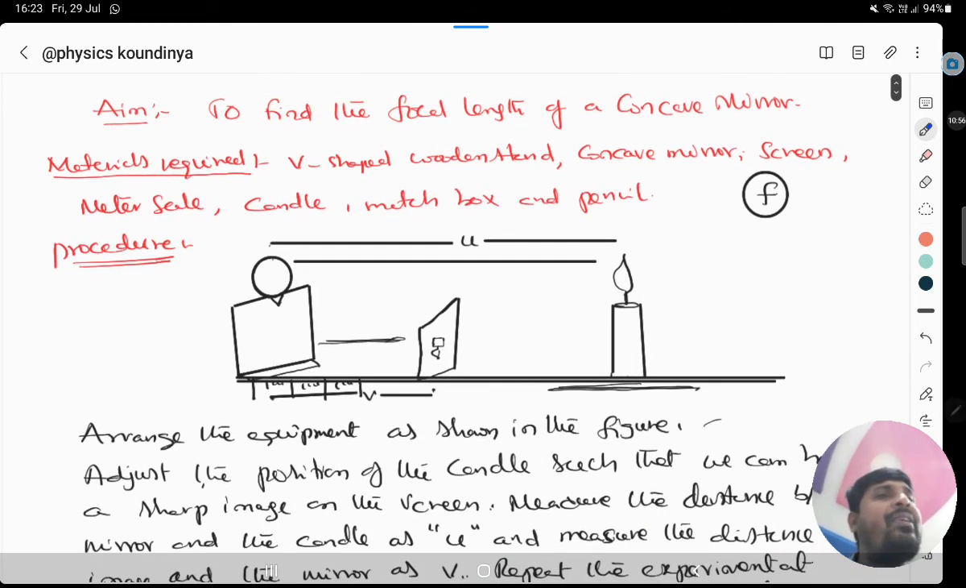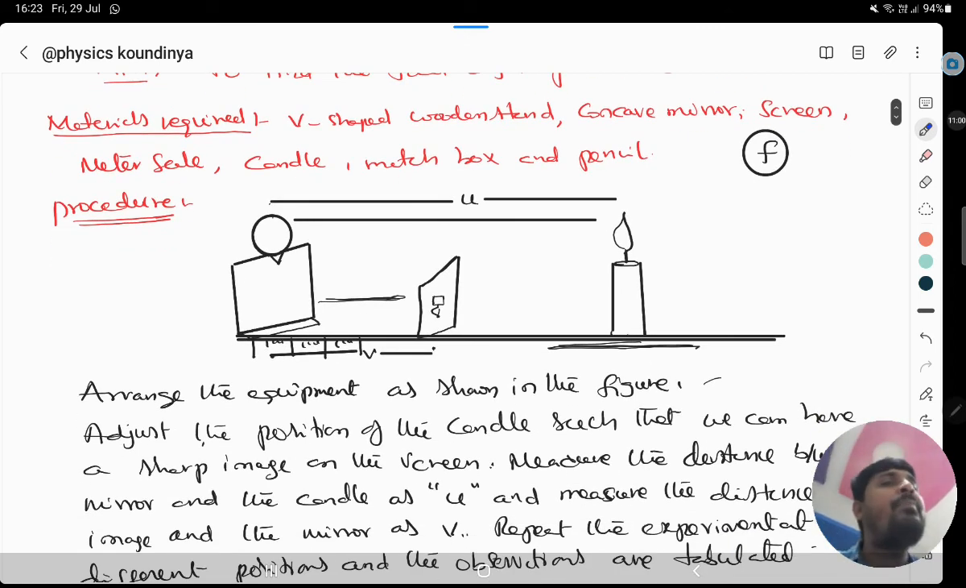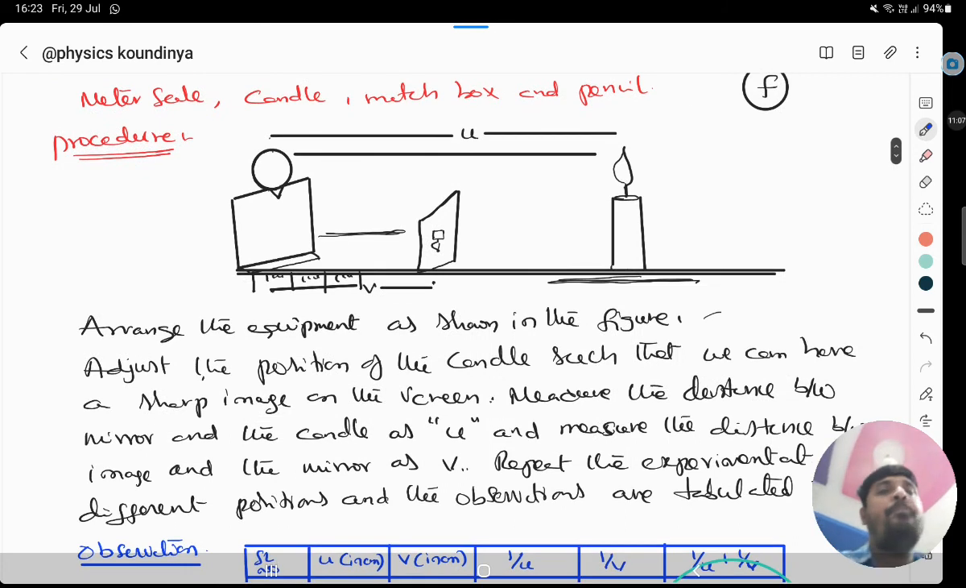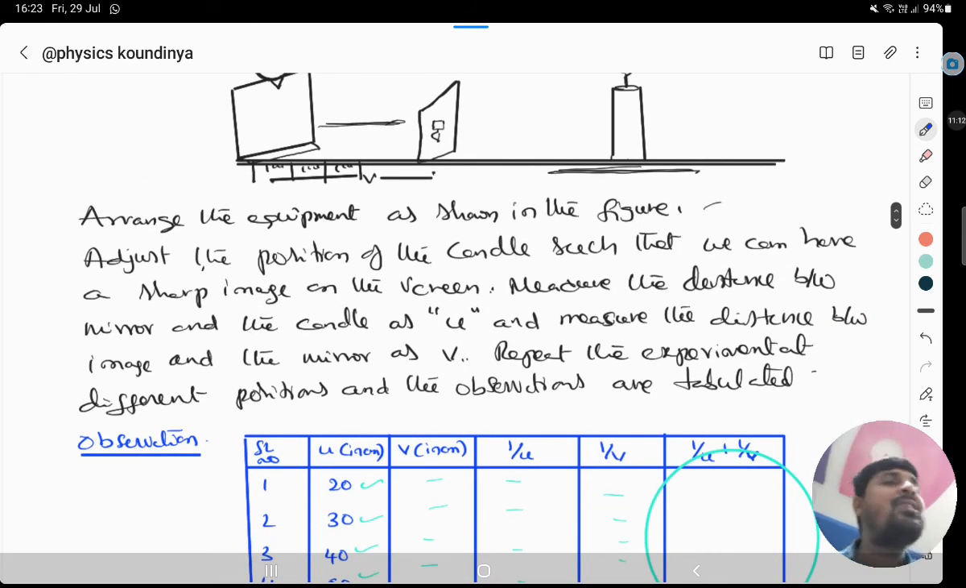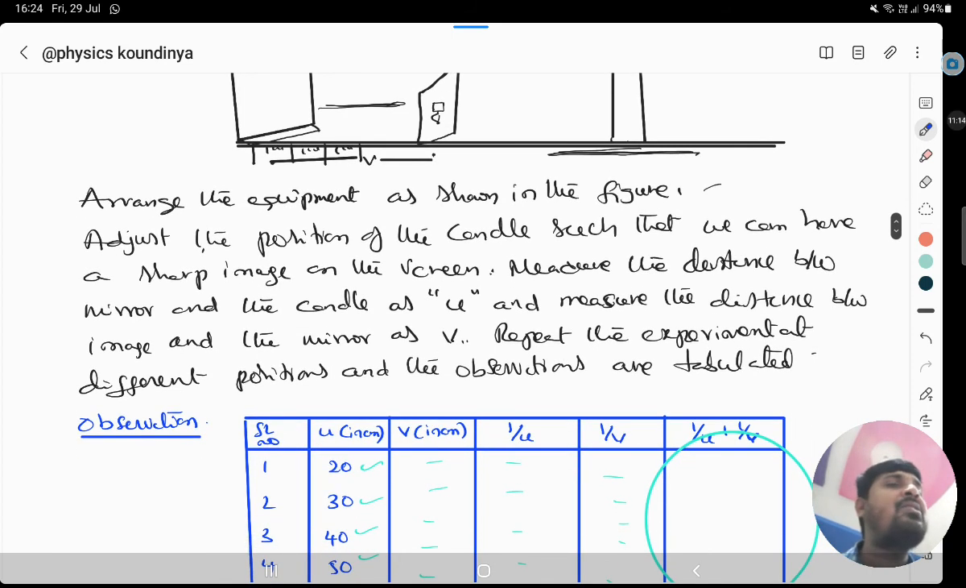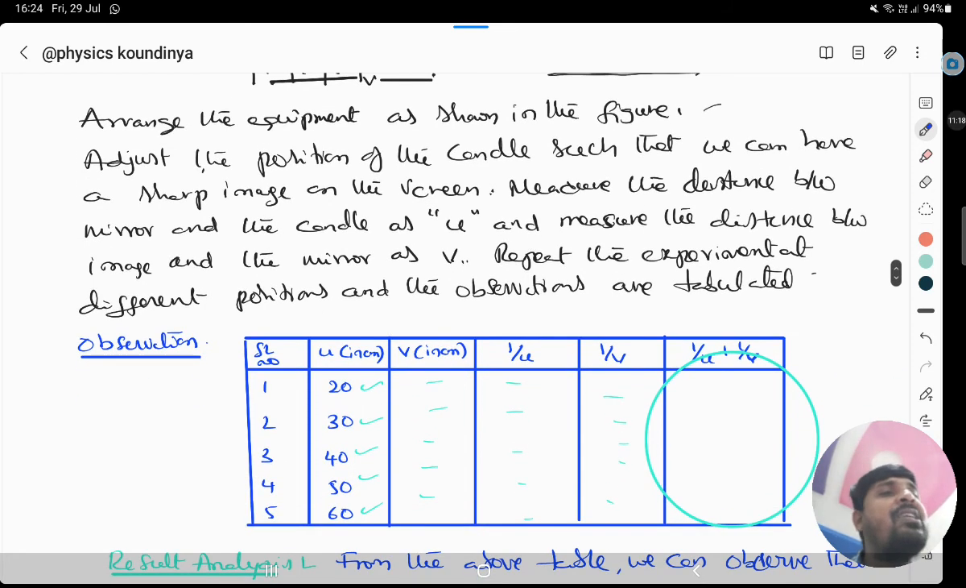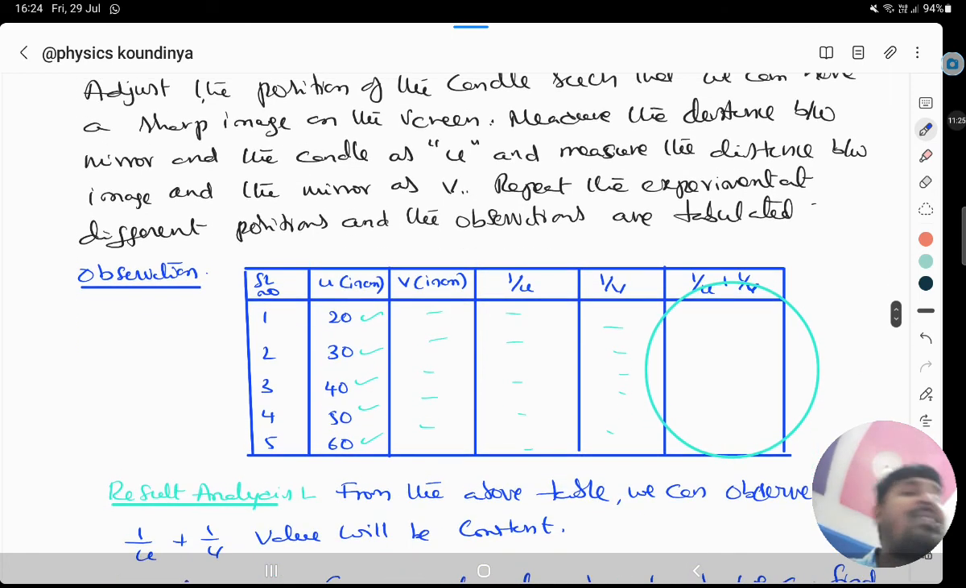So look at the aim: to find the focal length of a concave mirror. Materials required: the V-shaped wooden stand, concave mirror, screen, meter scale, candle, matchbox and pencil. Procedure: first of all you are going to draw the diagram, and then arrange the equipment as shown in the figure. Adjust the position of the candle such that we can have a sharp image on the screen. Measure the distance between mirror and the candle as u, and measure the distance between image, that means the screen, and the mirror as v.